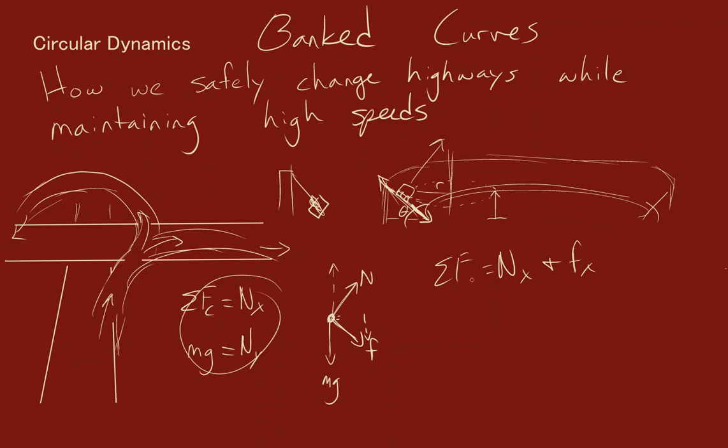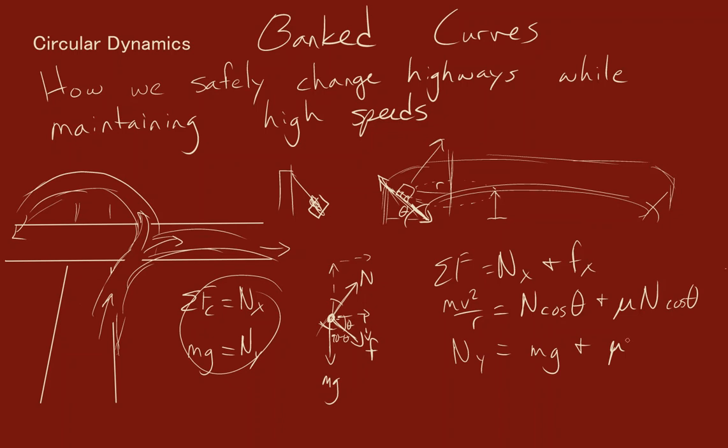So we're actually going to have several equations here. So mv squared over r is equal to the x component of the normal force, so n sine theta, plus mu times our normal force. And we'll want the horizontal component here. So if this is theta and this is theta right here, this would be 90 minus theta. So that is also theta. So this would be n cosine theta. And our y here, we would get the y component of the normal force is equal to mg plus mu normal times sine theta.